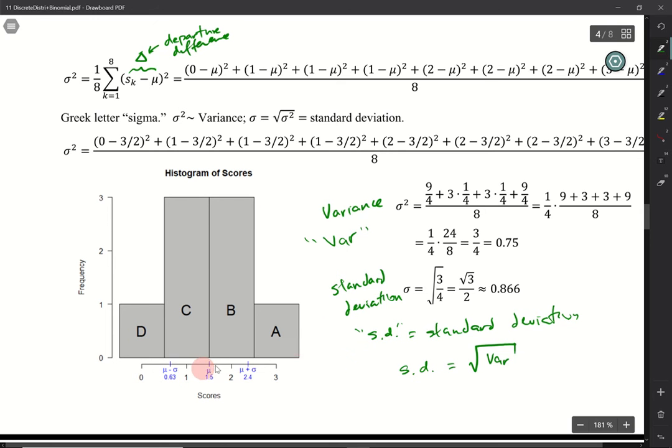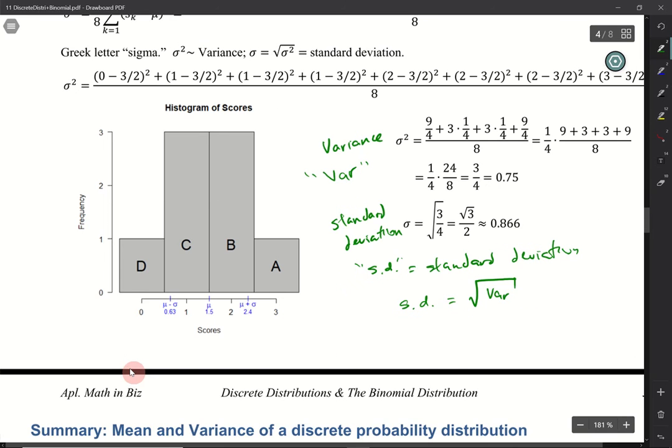So this shows you how the mean and the standard deviation relate to the center, meaning the mean, the average, the expected value, meaning the center. And then how does the standard deviation relate to the spread? How far spread out is it? Does that make sense? Kind of? Okay.